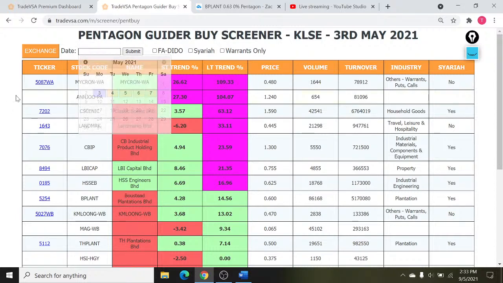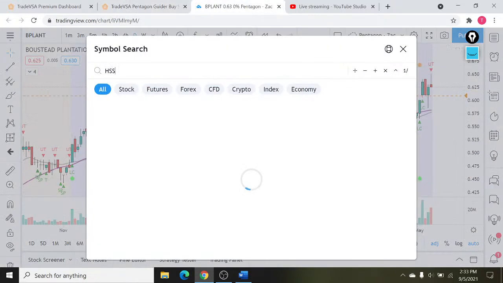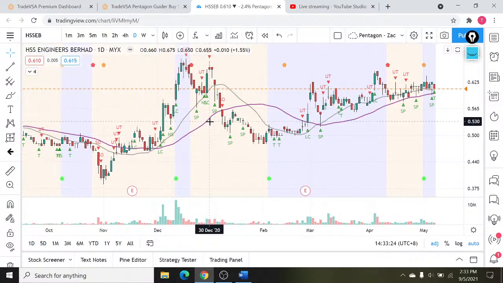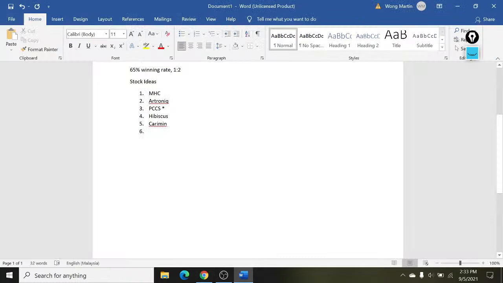Okay, this is the 5 days of Pentagon. For members who want to do more homework, yes, you can go back to 10 days. HSSBS, I think I posted this to the members' Telegram channel. It's a very nice VCP setup. Okay, I personally like it too. The other one I forgot.